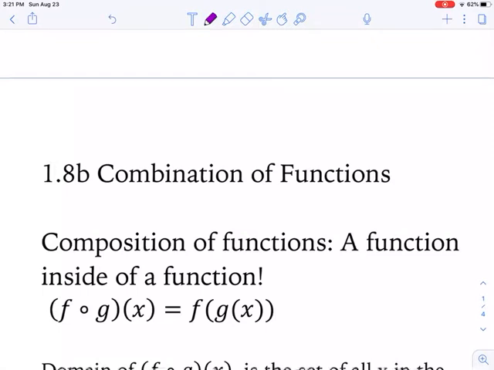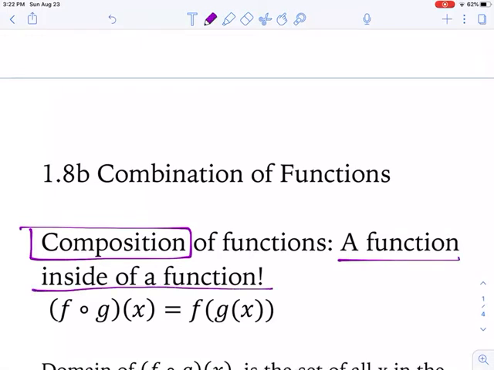Now, over the weekend, you had an assignment about the first part of 1.8, the adding, subtracting, multiplying, and dividing functions. Today, we're going to talk about the fifth way to combine functions, and that's the composition of functions. This is something that you did learn about in Algebra 2. The composition of functions is when we put a function inside of another function.